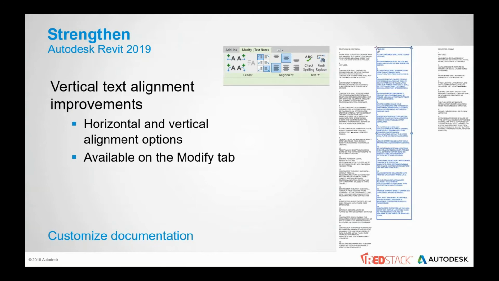In terms of the vertical text alignment improvements, you can control Revit text elements with multiple alignment options. When you're placing or editing text, you can choose from left, middle, right, horizontal alignments, and top, center, and bottom vertical alignments. These options are accessed on the Modify tab of the user interface. So this lets you customize documentation with control over the vertical alignment of text.